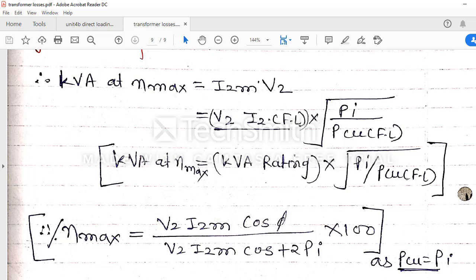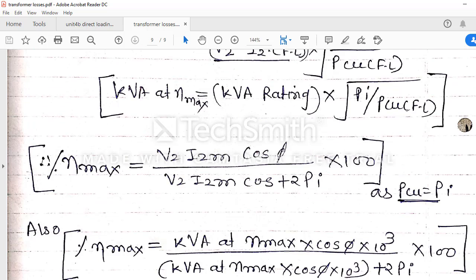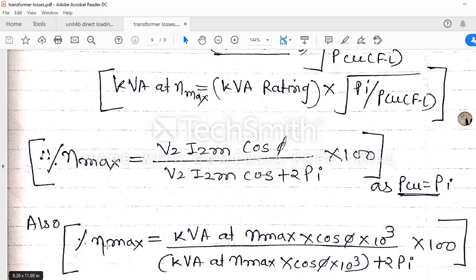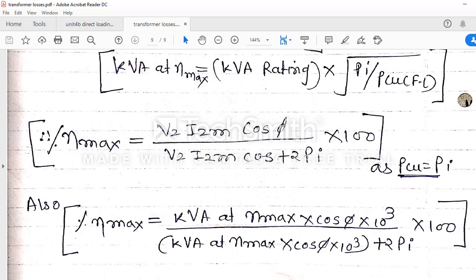Now one more expression you can use for maximum efficiency: it is equal to kVA at maximum efficiency into cos phi into 10 to the power 3, divided by kVA at maximum efficiency into cos phi into 10 to the power 3 plus 2 Pi, into 100. So these are the expressions for maximum efficiency.